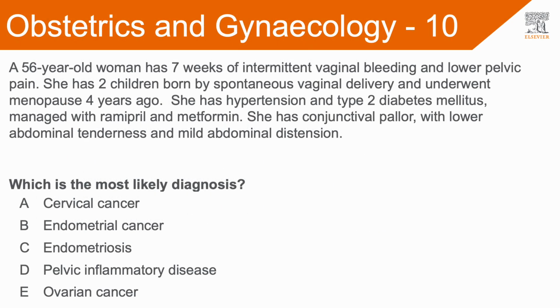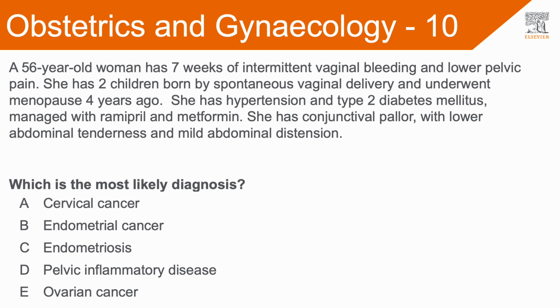Moving on to the final question. A 56-year-old woman has 7 weeks of intermittent vaginal bleeding and lower pelvic pain. She has 2 children born by spontaneous vaginal delivery and underwent menopause 4 years ago. She has hypertension and type 2 diabetes mellitus, managed with ramipril and metformin.